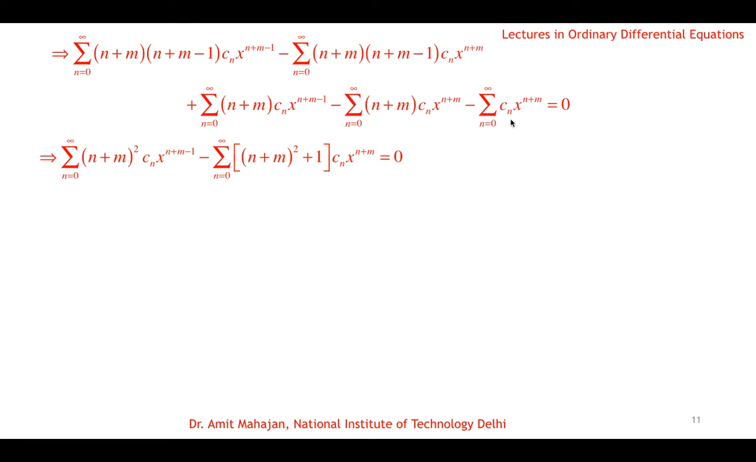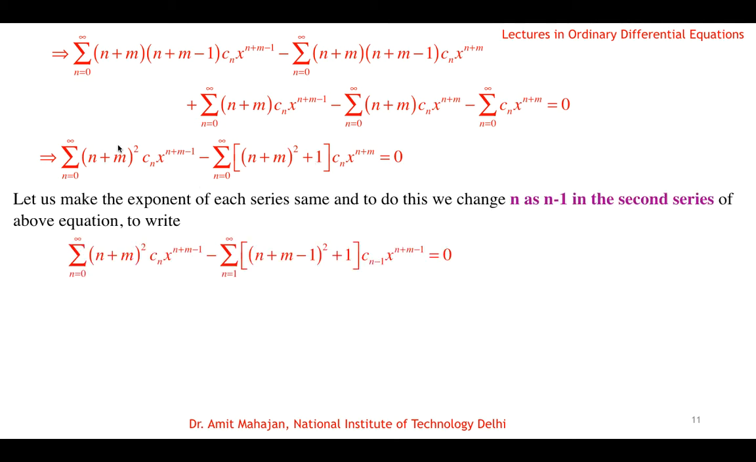So these three series can be clubbed into a single series. Now because we need to make the power same, I am changing this n to n minus 1, so that it becomes n equal to 1 to infinity, and here it will become n plus m minus 1, whole square plus 1. So this term is not changed, and this term we change to this new one by shifting n to n minus 1.